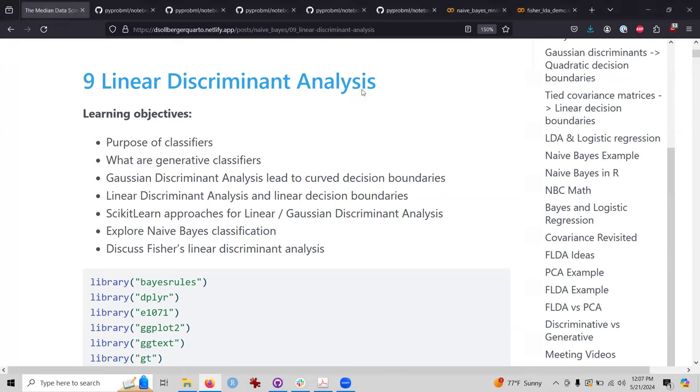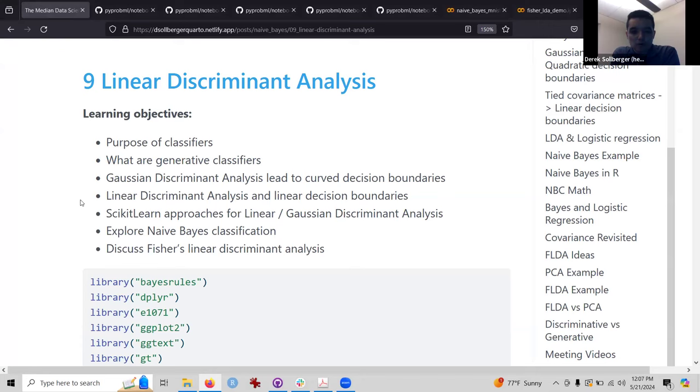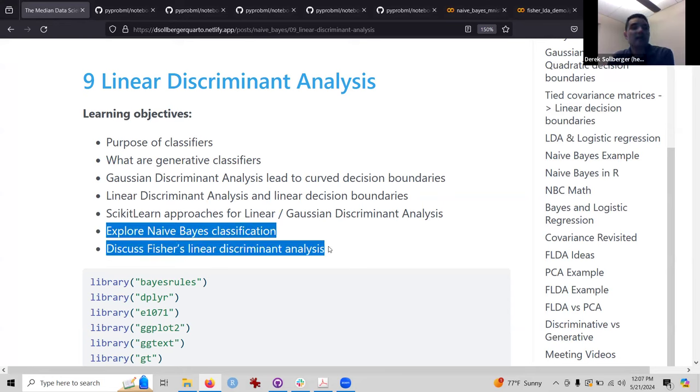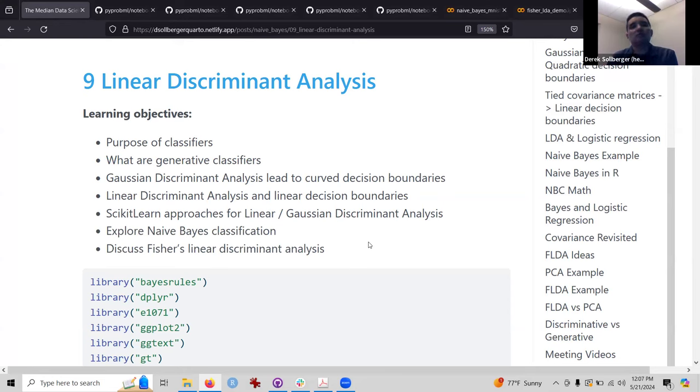Yes, thank you, Russ, for leading the book club and leading the introduction there. As mentioned, we will look at more elements of Chapter 9 in the Kevin Murphy textbook, Probabilistic Machine Learning. In particular, today, we're going to be exploring naive-Bayes classification and discuss Fisher's linear discriminant analysis.